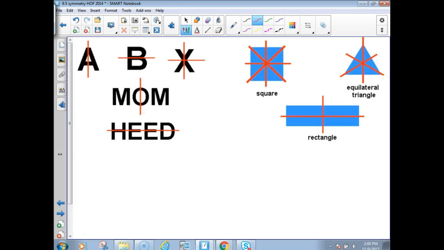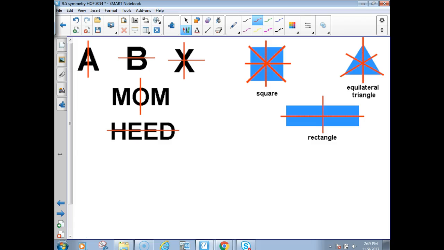The word mom can be split in half right here and map onto itself. If you folded, the M's would match up and the halves of the O's would match up. The word heed has a horizontal line of symmetry because each letter in the word heed has a horizontal line of symmetry. A square, how many do you think that is? It looks like more than it actually is. It's only 1, 2, 3, 4, okay?